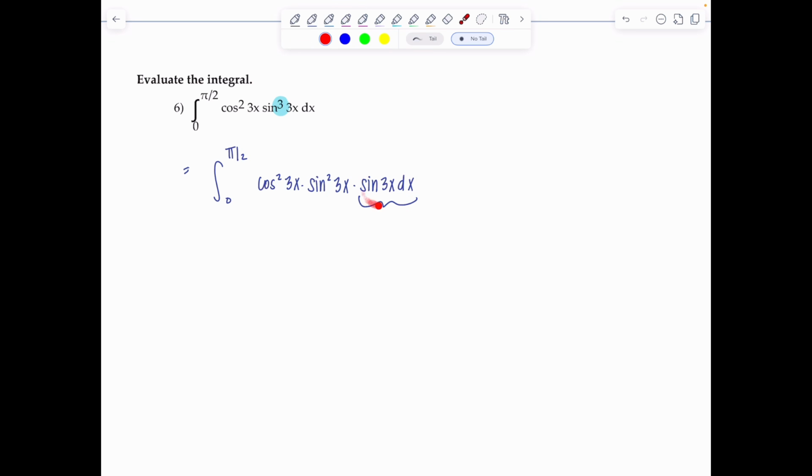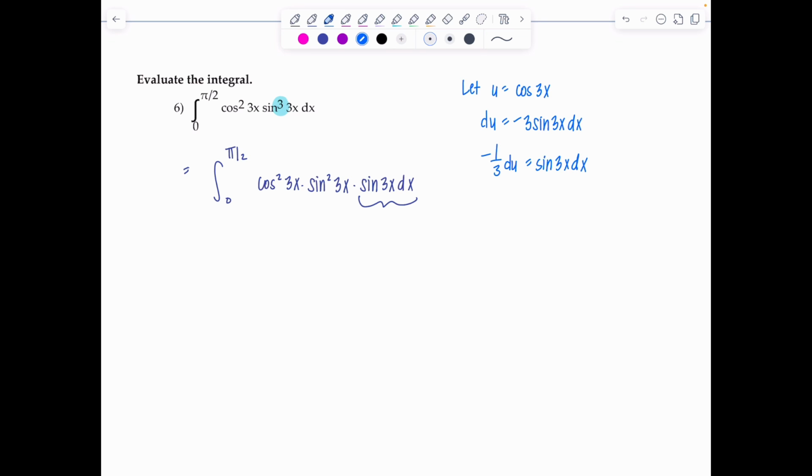If du is going to involve sine 3x, what would u need to be? Yes, u would need to be cosine 3x, and not cosine squared 3x. So let's see, du would be, don't forget the chain rule, that's where many students messed up, -3 sine 3x dx. And look, all I've got right here is sine 3x dx. So we're going to divide by this -3, -1/3 du is sine 3x dx.